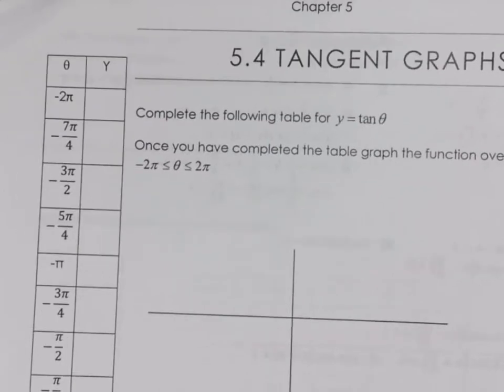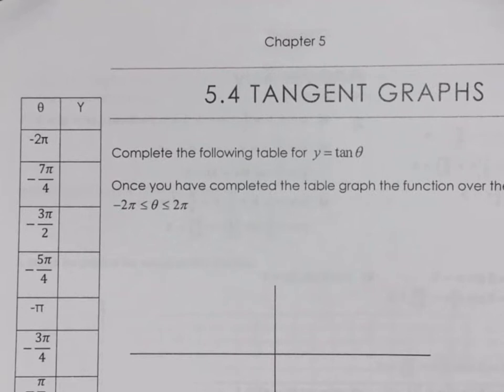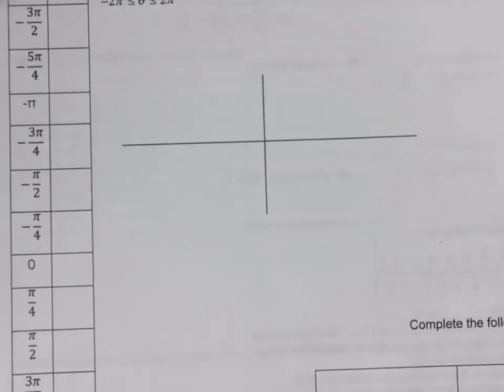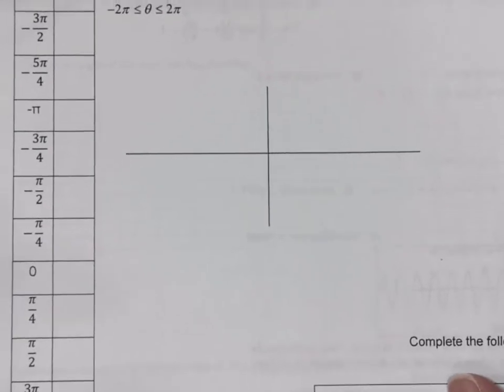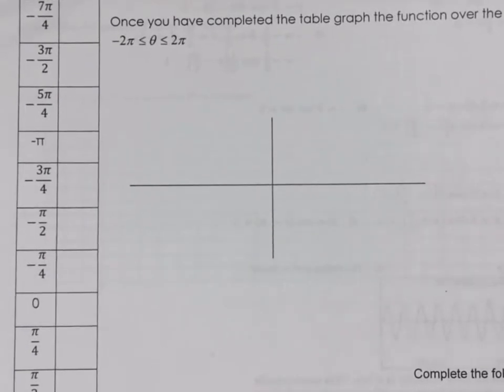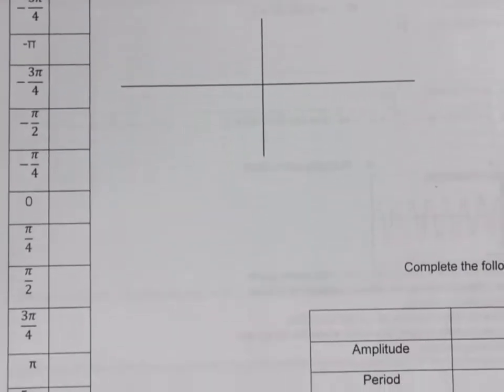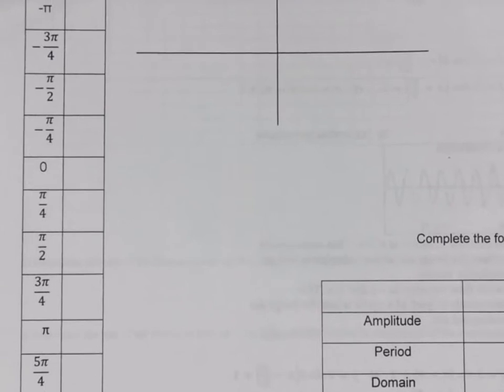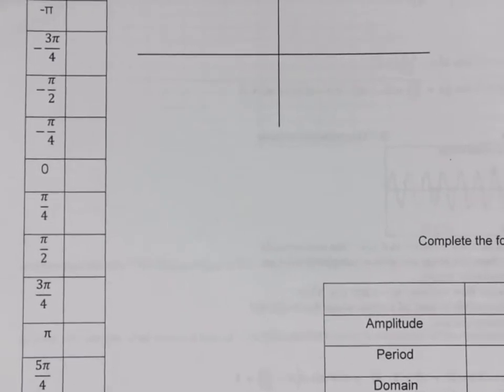Okay, let's start with our tangent graph. Exactly the same way we did our sine and our cosine graph, so we need to know, and notice this table is significantly longer than your sine and cosine graph, because, well, that's what we do. Okay, let's start at 0. So at 0, what is tangent?